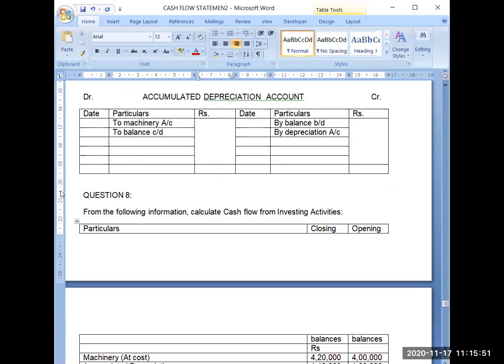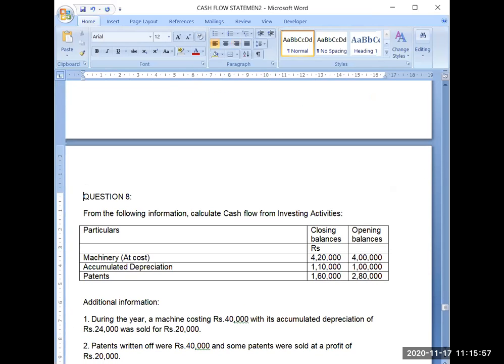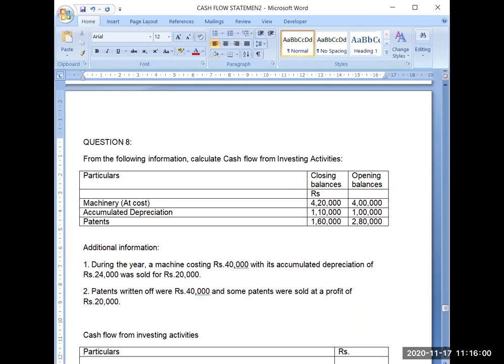Now we will see this question. From the following information, calculate cash flow from investing activities. Opening balances as well as closing balances are given. So machinery opening balance is 4 lakh, closing balance is 4 lakh 20,000. Accumulated depreciation opening balance is 1 lakh and closing balance is 1 lakh 10,000. Patents are intangible assets. Opening balance is 2 lakh 80,000, closing 1 lakh 60,000.